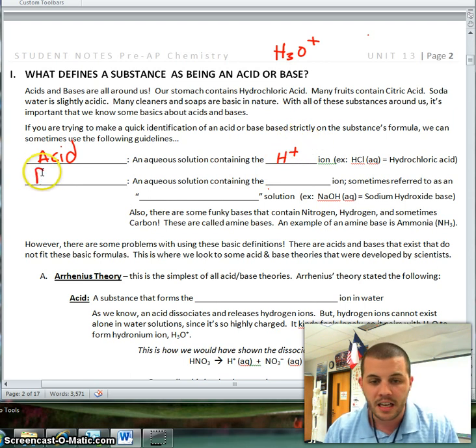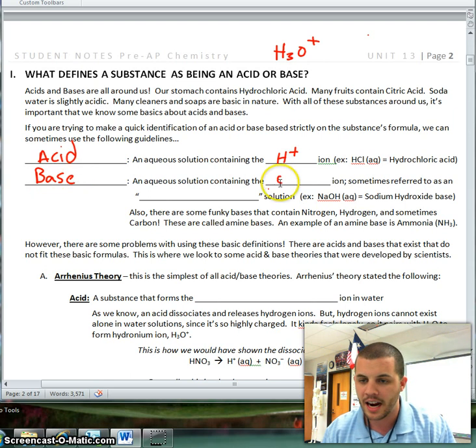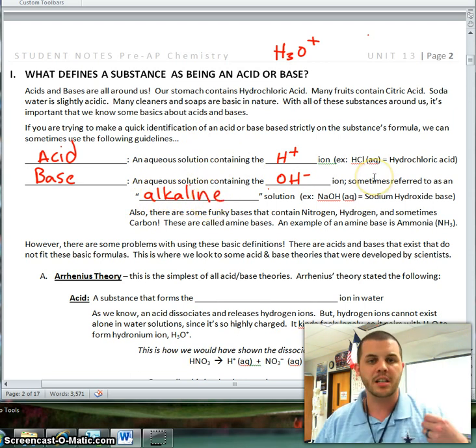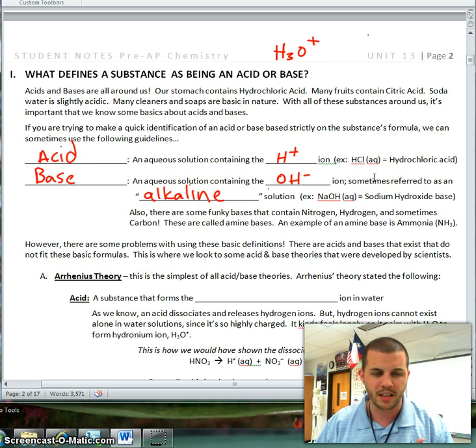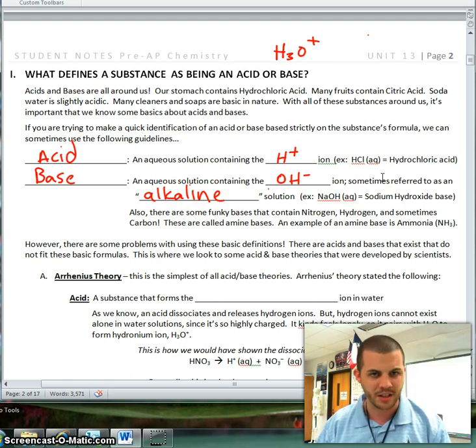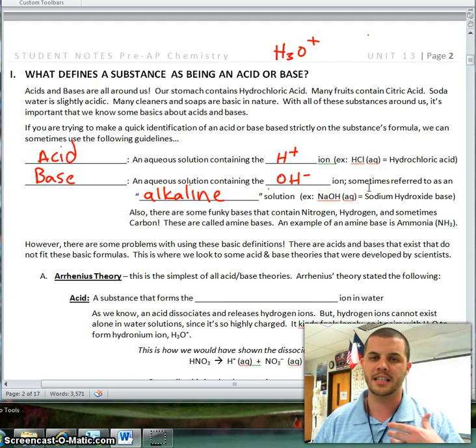A base is an aqueous solution that contains a hydroxide ion. These are sometimes referred to as alkaline solutions, and alkaline is just a fancy science way to say something is a base. It makes it so we don't have to say something is basic, because a lot of times basic sounds like something is simple.